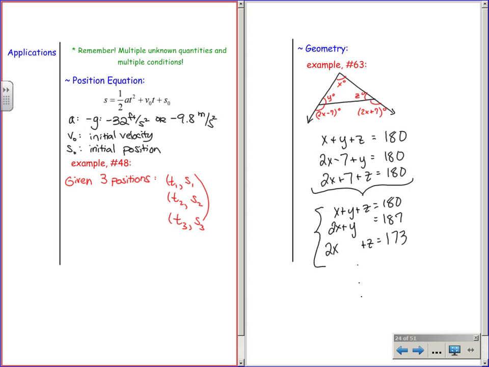What could we do if they gave us 3 clues? If they give you S's and T's, what could you do? You could make a system of equations, because what happens if you plug in S and T? A and V and S, and how many unknowns are going to be left? 3. 3 equations, 3 unknowns, solve the system. But instead of X and Y and Z, what are you going to be solving for? A and V and S.